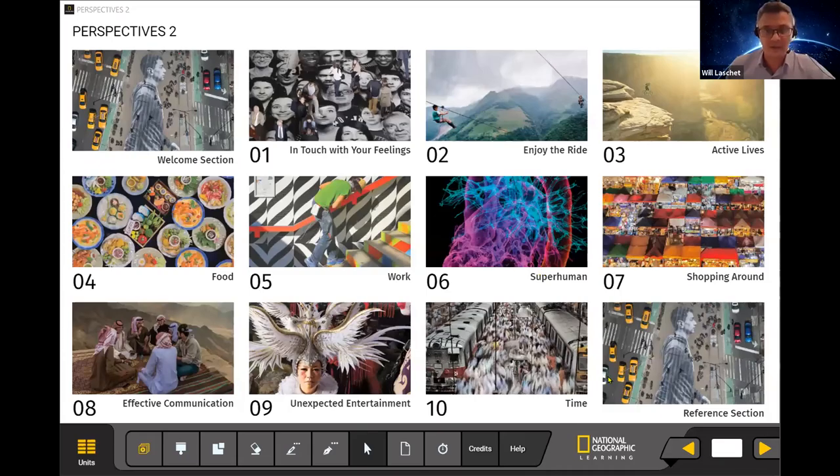I'm just going to stop sharing for a moment and reshare, because I now want to move over to my classroom presentation tool. I couldn't find it, but here it is. So you should be able to see the classroom presentation tool now, which is basically a digital version of our textbook with lots of other features. We're going to be looking at Unit 9.